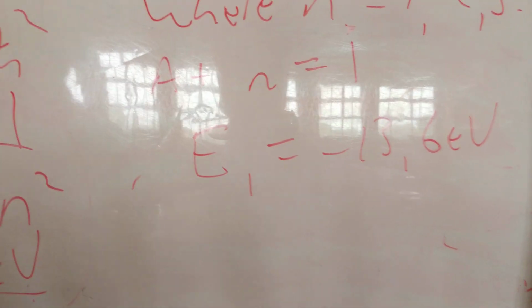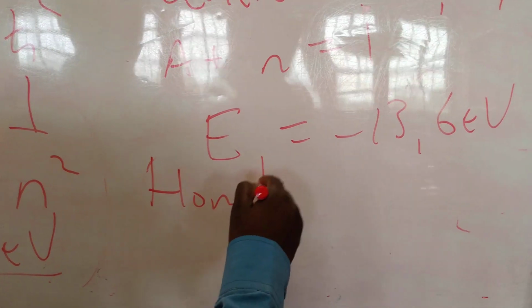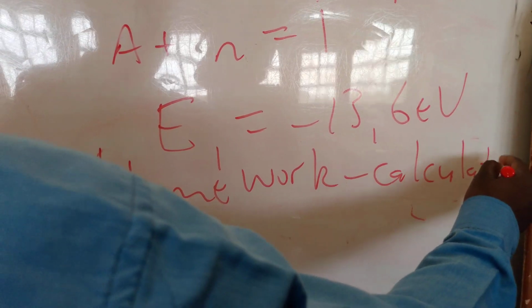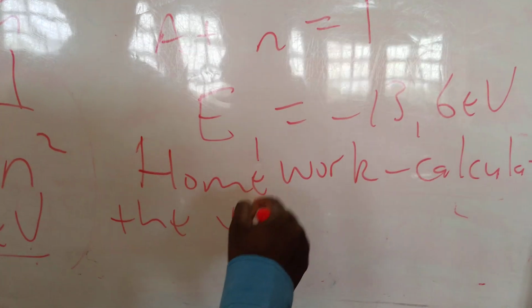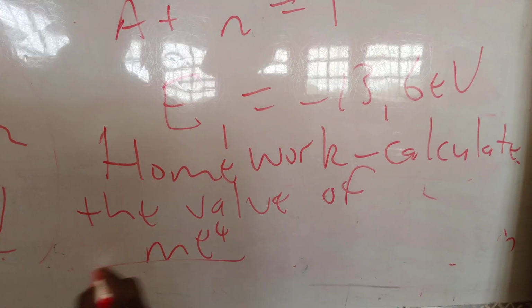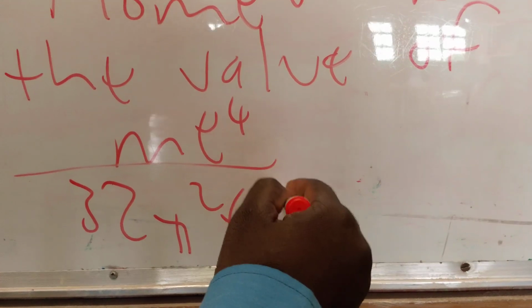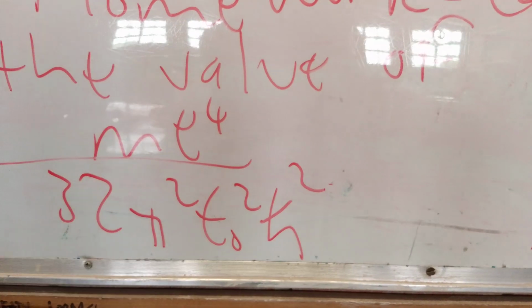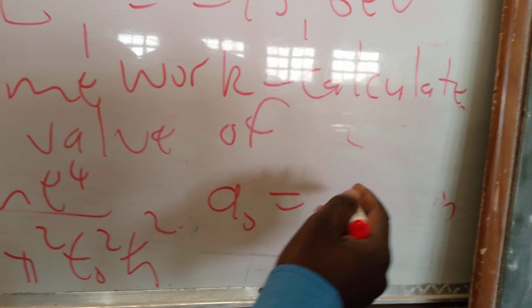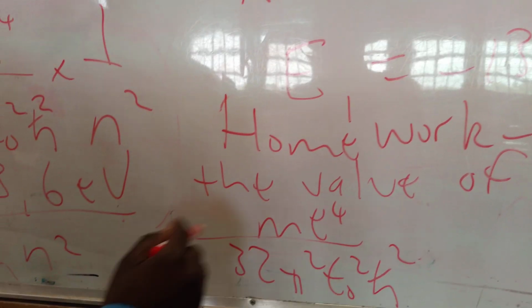So for your homework, calculate the value of m e to the power 4 over 32 pi squared epsilon naught squared h bar squared. This is homework 1.